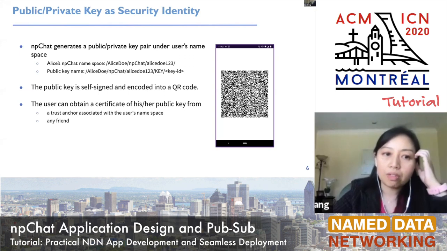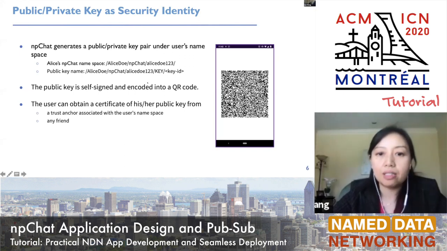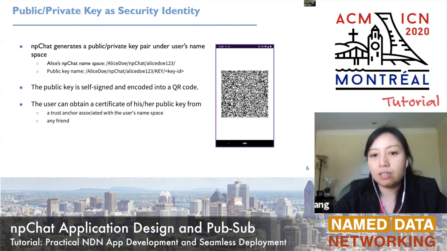Any user can also obtain a certificate of this public key from a trust anchor associated with the user's namespace. For example, if you are using your university's namespace, then you can obtain a certificate of your public key from your university. This can be used to establish trust with other students in your same university.